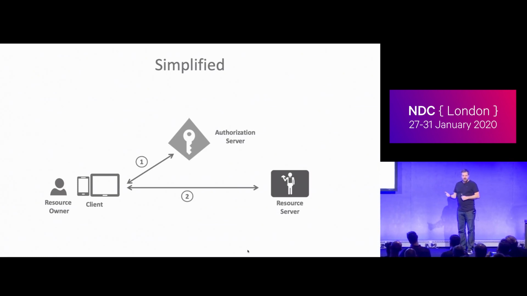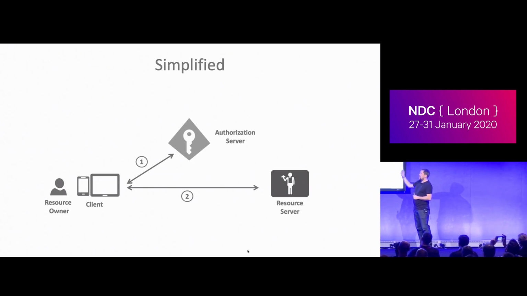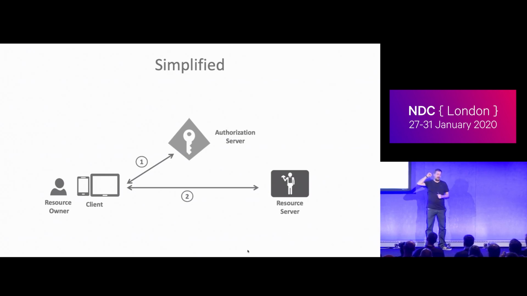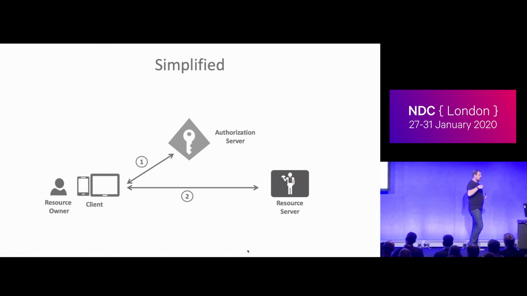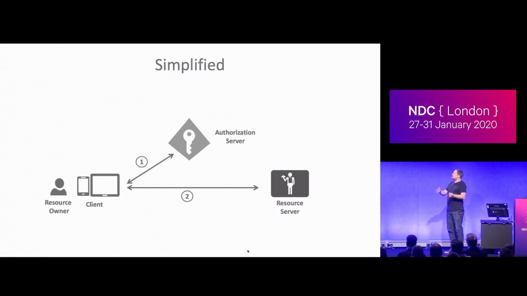You have a client, which is the application. You have a resource owner, which I typically call the user. You have a resource server, which is typically an API. And you have this thing called the authorization server, which is the thing that issues tokens to the client, I should be very specific, to access the resource, okay?